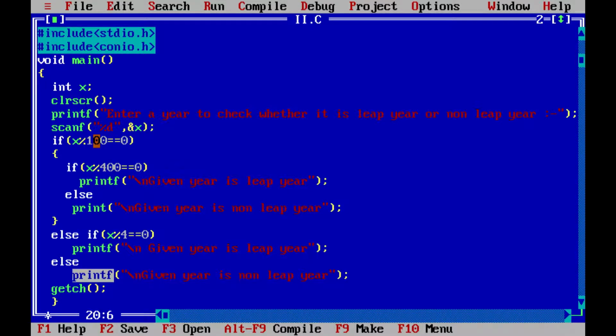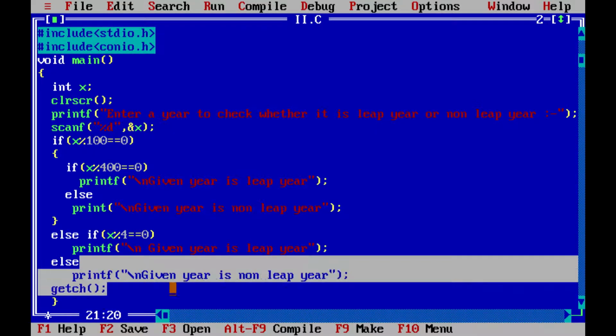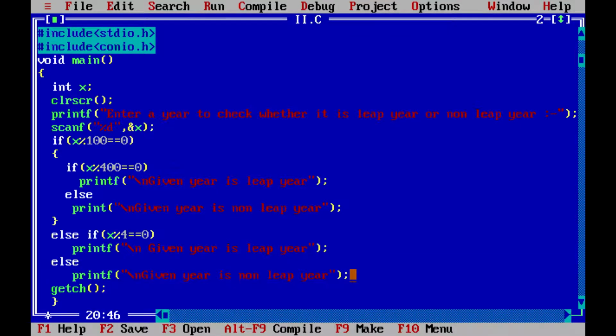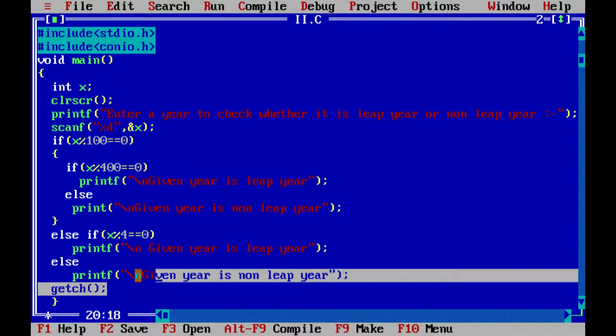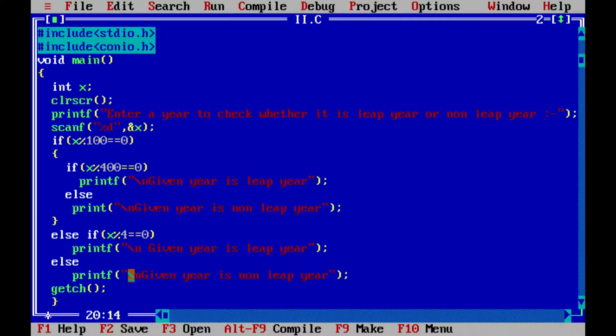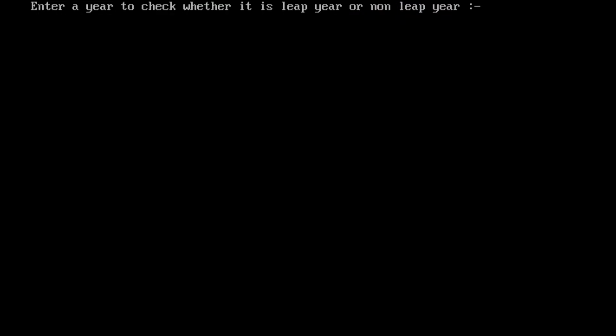The first thing to solve any problem is that we need to know the basic concept behind that particular problem and just convert it into the programming language. So these are the conditions to check whether a given year is a leap year or not. So let's compile it and see what happens.